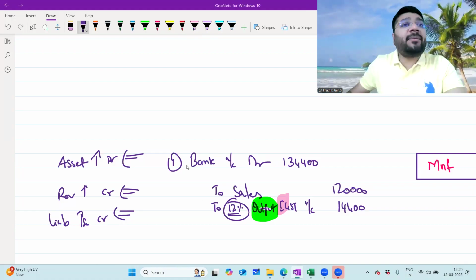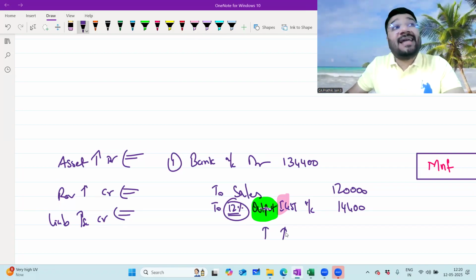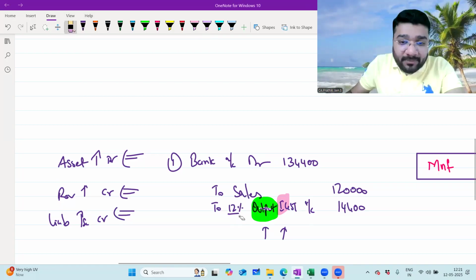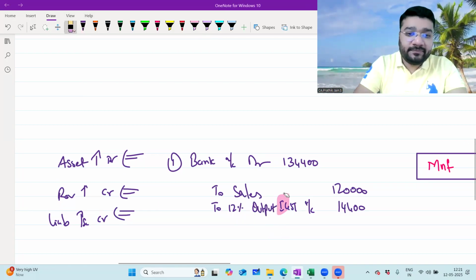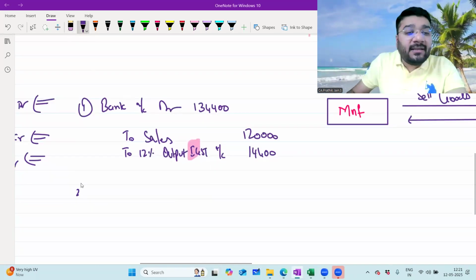Now, from the examination point of view, you have to take care of two things. One, you have to mention whether the GST is output or input. And second, you have to mention what type of GST it is: IGST, CGST, SGST, UTGST. Now, in this transaction, do you have any problem? Please tell me. Online people, do you have any problem here? No, sir.